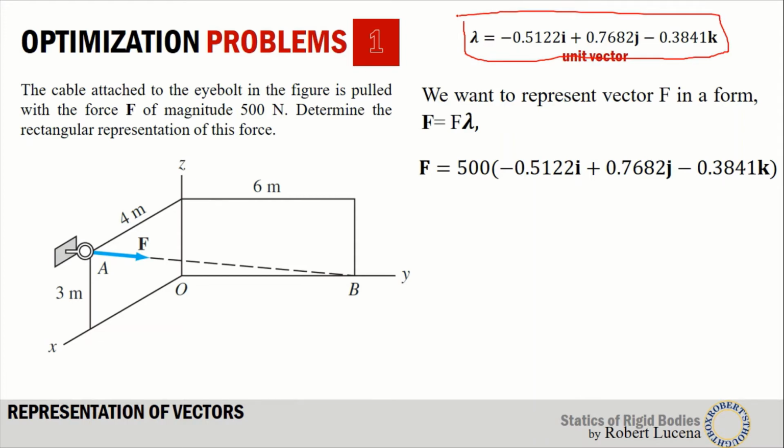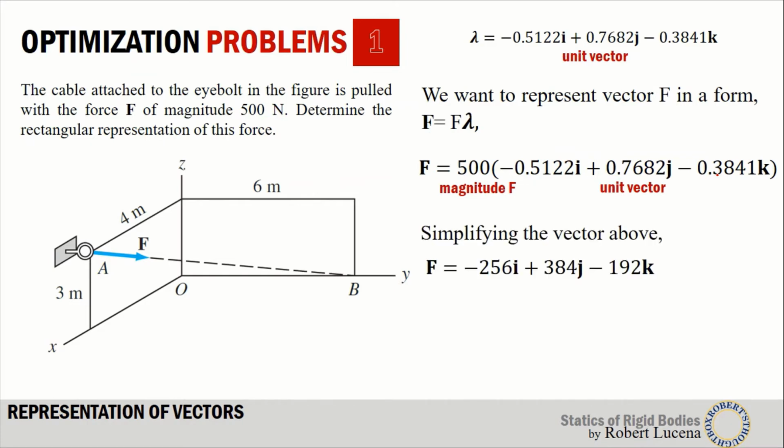Now we want to get the vector F. So to get vector F, multiply the unit vector with the magnitude of F, which is given as 500 Newton. Now that is simply substitution. And then if you distribute 500 in each term here, you get the vector representation of force F. We have the magnitude of F, unit vector of F. Simplifying, we have negative 256 plus 384 minus 192 with i, j, and k.